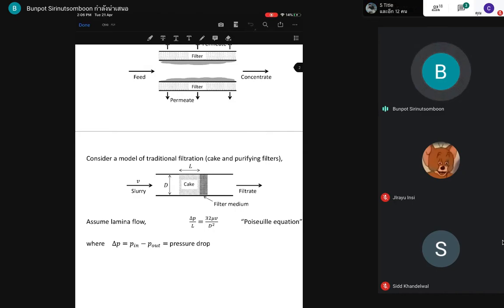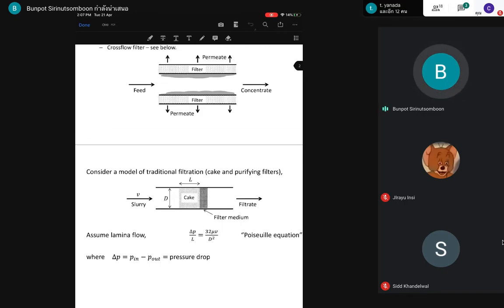Okay, and as the process continues, as time goes on, there will be more accumulation of the cake. The solid particles that got stuck on the filter will get accumulated more and more, so you're going to get thicker and thicker cake. Okay, and to do the calculation, if we assume that the flow passing through the filter behaves as a laminar flow, then you can use the Poiseuille equation.